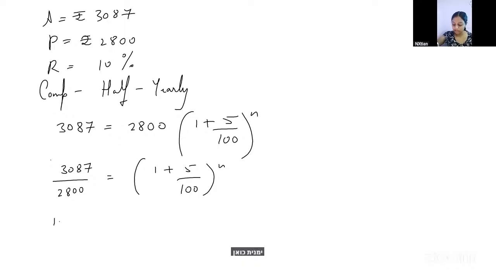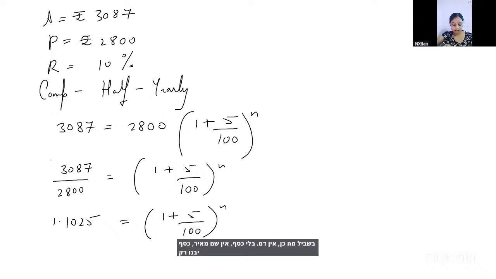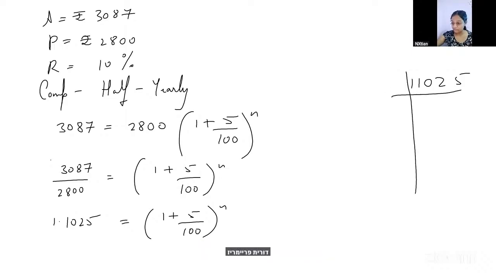You will get 1.1025 raised to the power n. In some very rare cases, you will not be able to find the square or cube of amount and principal. That time you divide the A by P and you will get one number. What you have to do with this number is remove the decimal point, and you will get 11025. Do its prime factorization and you will get the square root.